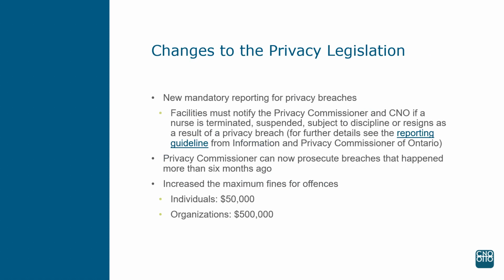On May 18, 2016, changes to the privacy legislation became law. The changes included new mandatory reporting for privacy breaches. Facilities are now required to notify both the Information and Privacy Commissioner and the College of Nurses of Ontario if a nurse is terminated, suspended, subject to discipline, or resigns as a result of a privacy breach.